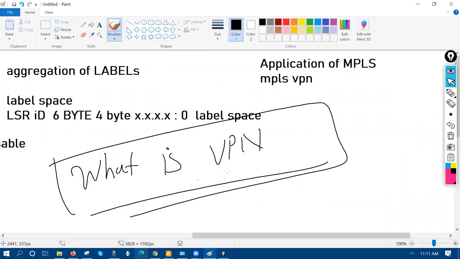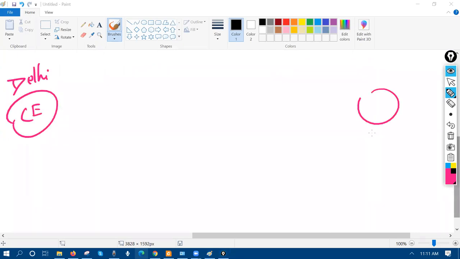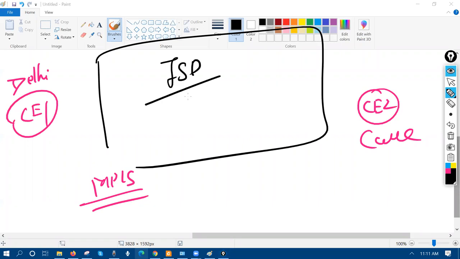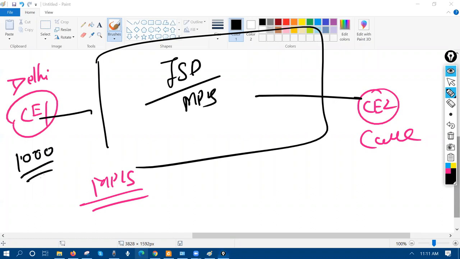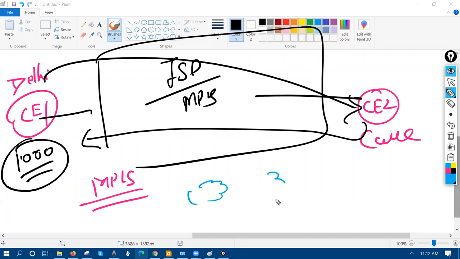For example, if you have two sites, site one, a Delhi location, and site two, a Calcutta location, we can give MPLS connectivity to these sites by using MPLS VPN. The ISP provides the MPLS to this customer. Whatever routes they have, they can only extend those routes to their own other site. The different customers don't have any knowledge about each other's routes. We can achieve this by using MPLS VPN.